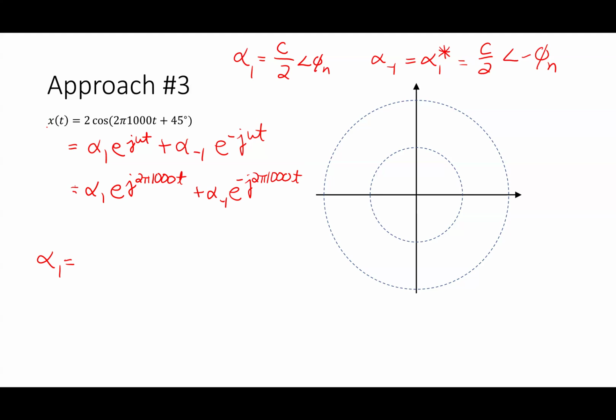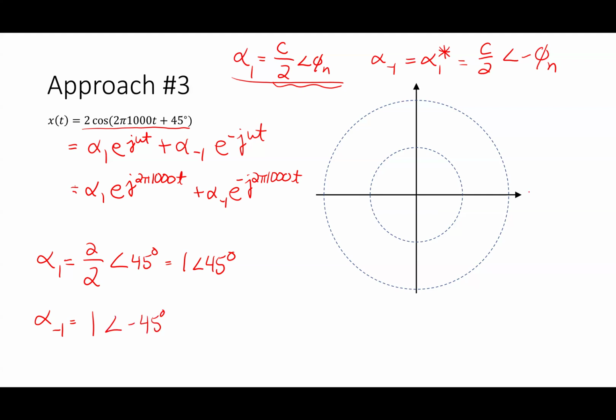What would alpha 1 be? If this is my x of t here, and this is my relationship for alpha 1, what would I put there? Well, no, I'm saying alpha 1 is this complex number, with angle phi n. What's my angle I would use here? 45. So it's 1 angle 45 degrees. What's my alpha minus 1? 1 angle negative 45 degrees.